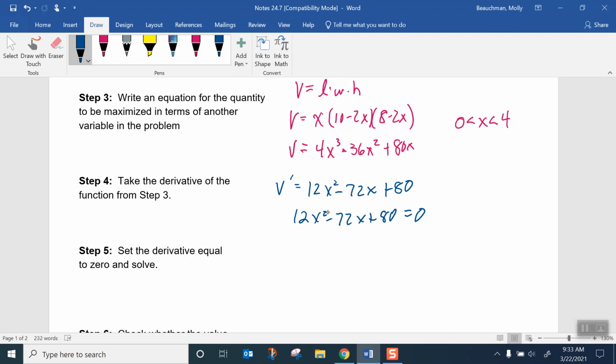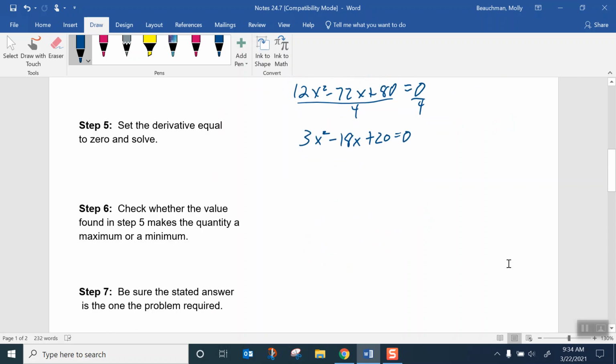Everything is divisible by 4. Since we have it set equal to 0, divide both sides by 4. And we end up with 3x squared minus 18x plus 20 is equal to 0. That's not going to factor. So let's put it into the quadratic formula.